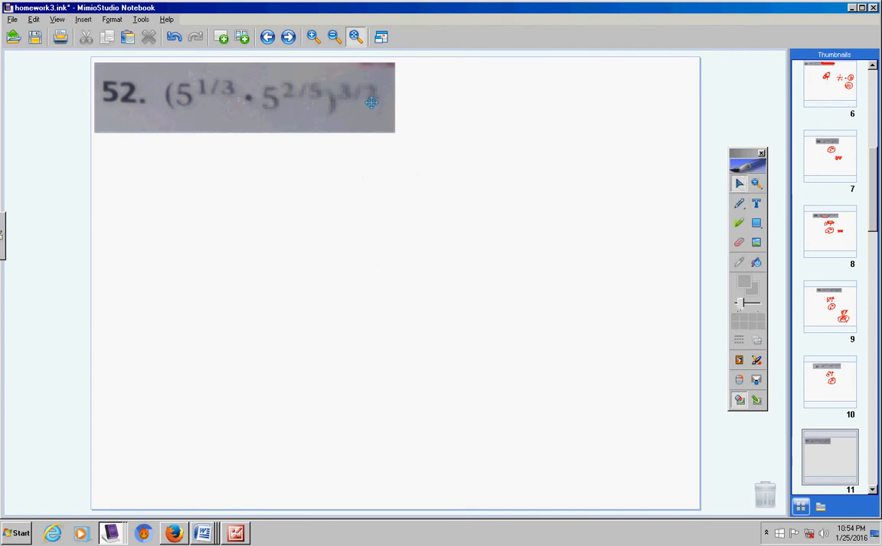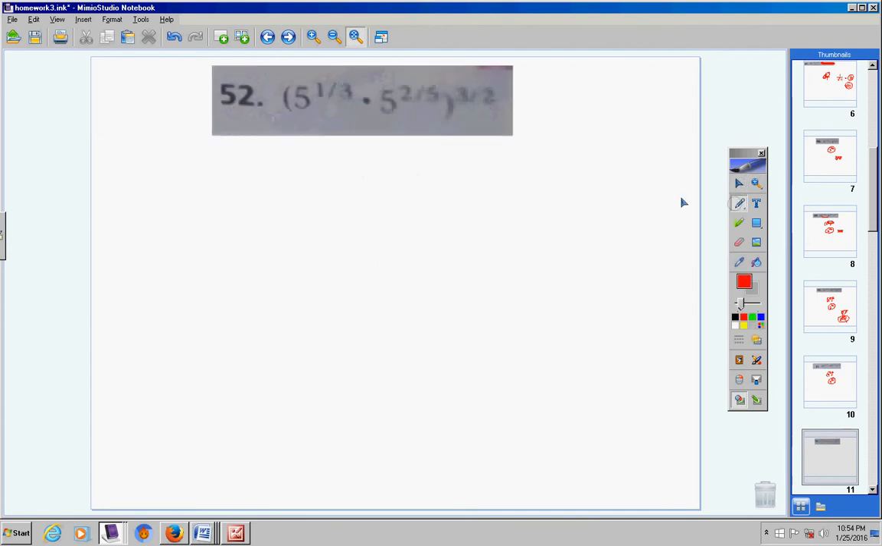Number 52, same thing again. When you're multiplying like bases, write the base once and then add the exponents, okay? I did this in my head. I think you're going to get 21 over 15. Let me check that real quick. I'm probably wrong. 11 over 15, so I'm glad I checked that. 5, 6, yeah, 11 over 15.